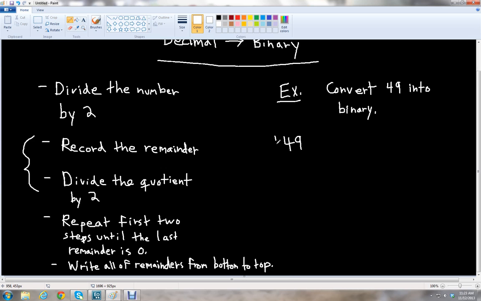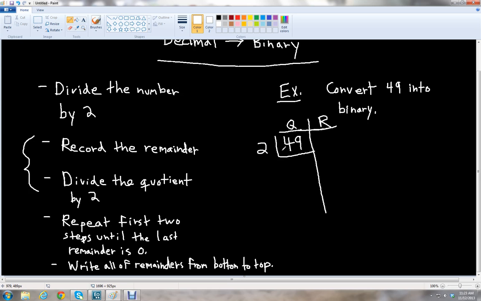So I have 49 divided by 2. And what I would like to do is separate this into two important columns. So we have Q for the quotient, R for the remainder. That way we can organize our numbers.